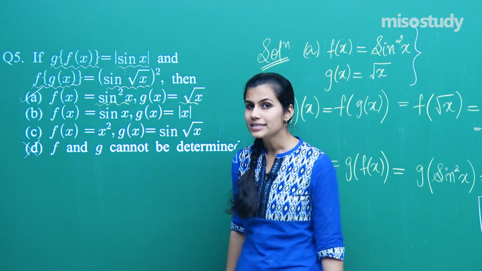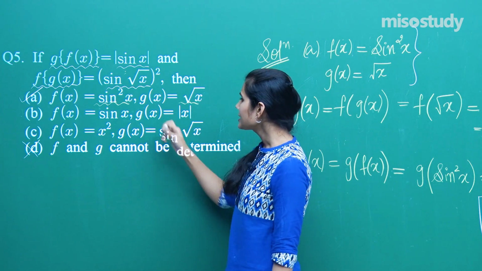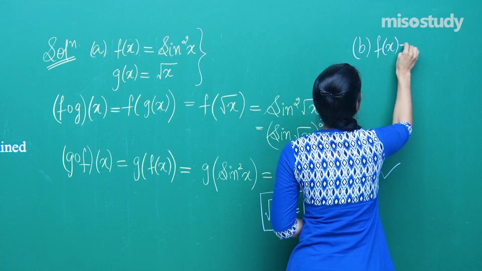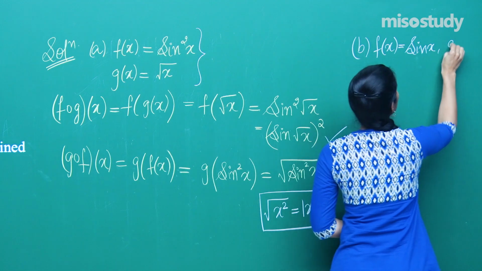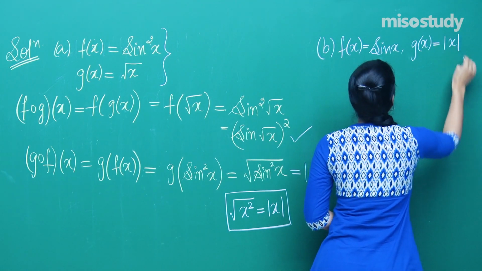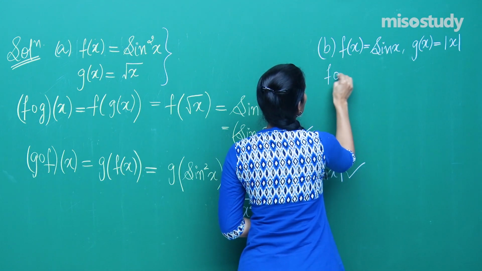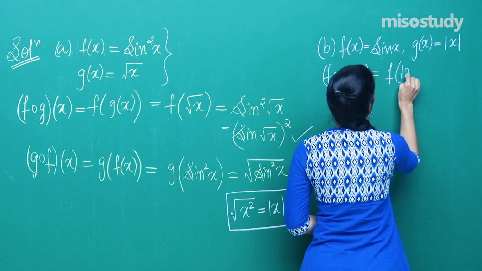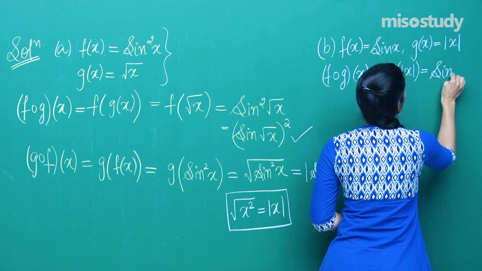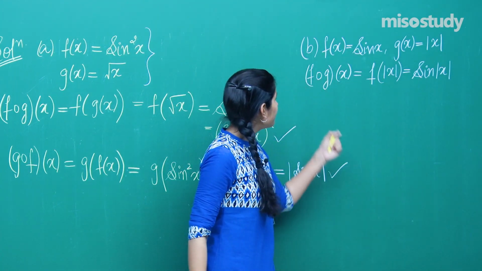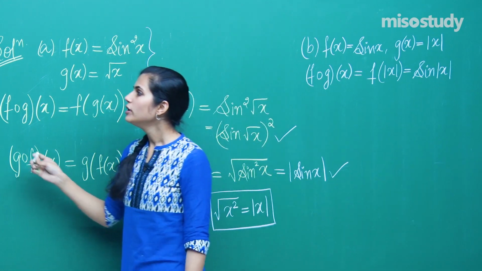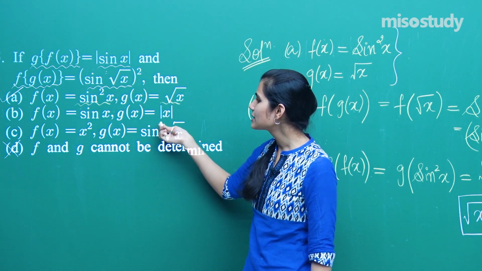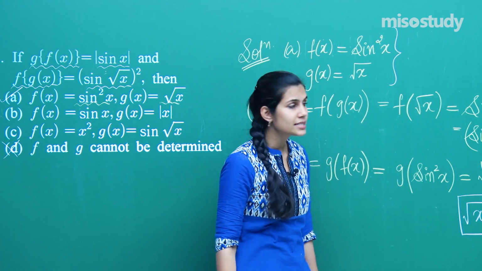Let's see if any one among them is correct or not. F is given to be sin x, G is given to be mod x. What is FOG? Let's see. F of g of x, which is f of mod x, which means sine of mod x. I want FOG to be equal to sine square root x. Definitely with fx equals sine x and gx equals mod x, FOG is not coming out to be this.